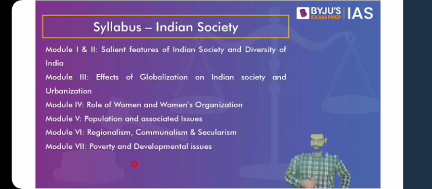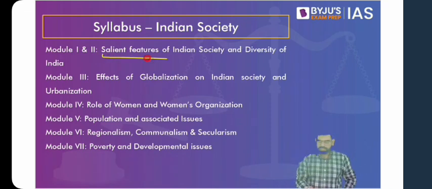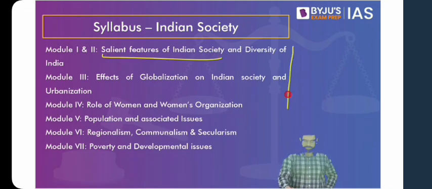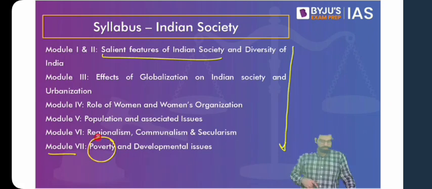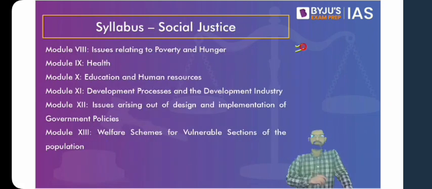Now, if you have already gone through the module breakup, in the first two modules we will take up salient features of the Indian society and diversity of India, and this is the process in which we are going to cover the rest of the topics as well. And here you find in your module 7 that we start with poverty, and post that we move into the domain of social justice, hunger, and so on.